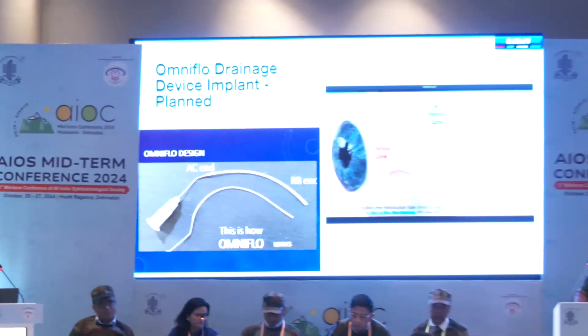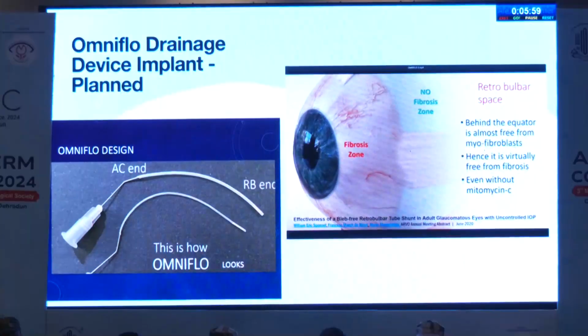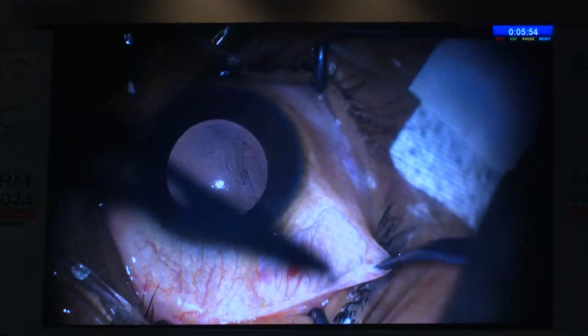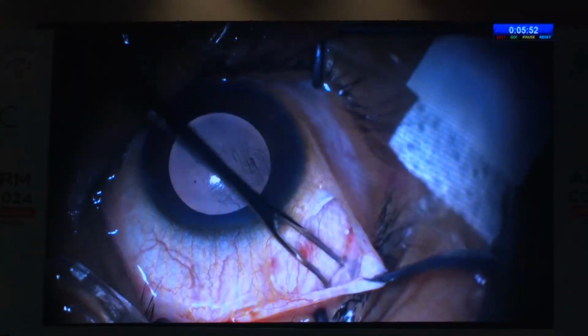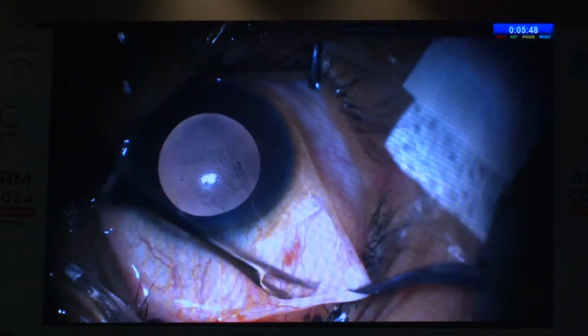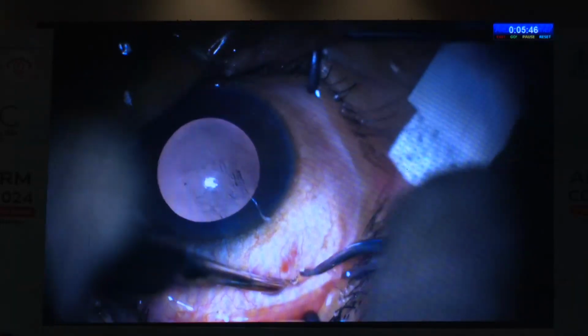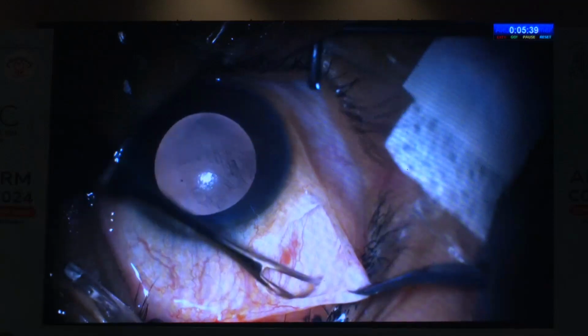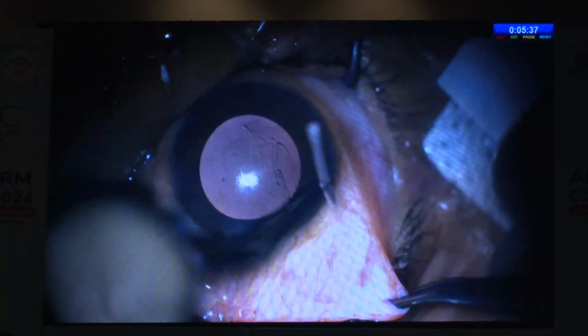The retrobulbar space behind the equator is almost free from myofibroblasts. Therefore, it is virtually free from fibrosis even without mitomycin C and can drain up to 500 microliters per minute. After making an L-shaped cut in the conjunctiva and a little blunt dissection, a wire vectis was inserted to reach the retrobulbar space to make a track for this device. Up to 40 mm of the wire vectis can be inserted with ease to create a tract.